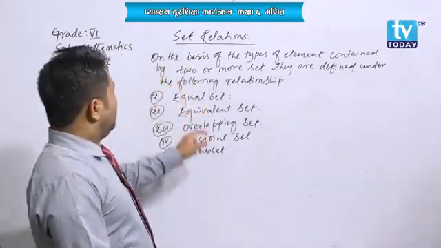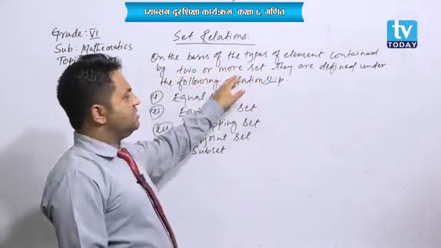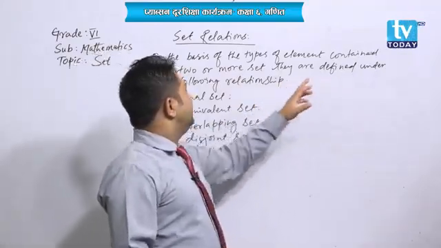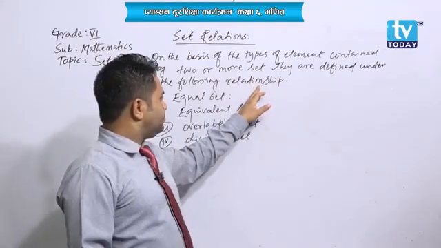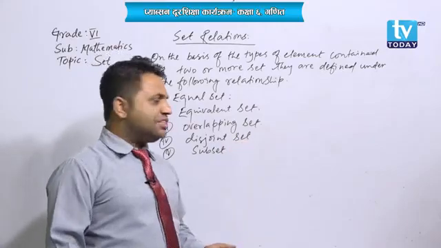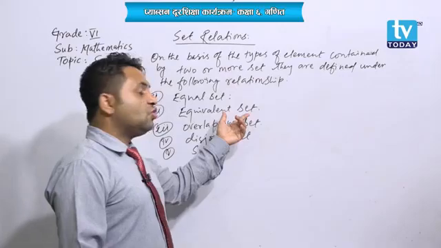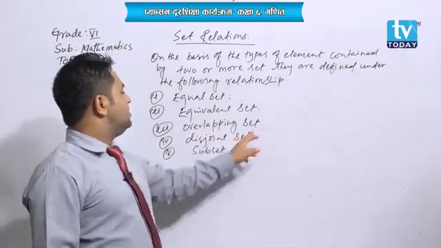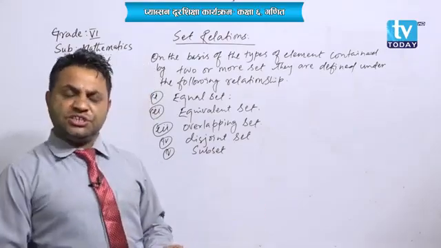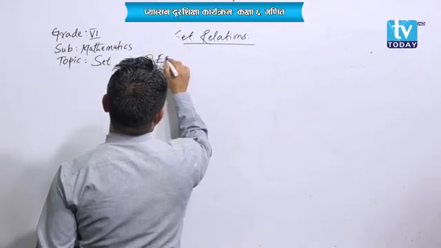On the basis of the types of element contained by two or more sets, there may be two sets or there may be three sets, they are defined under the following relationships. Like equal set, what kind of sets are called equal sets, and what kind of sets are called equivalent sets, overlapping sets, disjoint sets, subsets. All these things we will discuss today in detail. Number one, equal set.